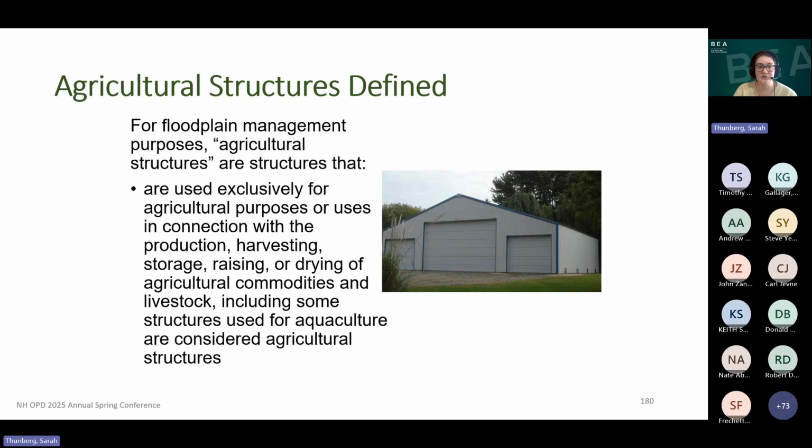Now, agricultural structures are exclusively used for agricultural purposes or uses in connection with the production, harvesting, storage, raising, or drying of agricultural commodities and livestock, including some structures used for aquaculture, which are considered agricultural structures.